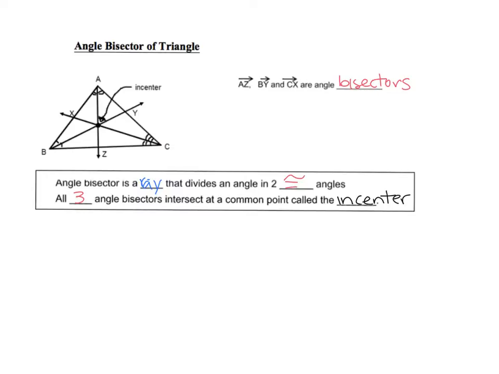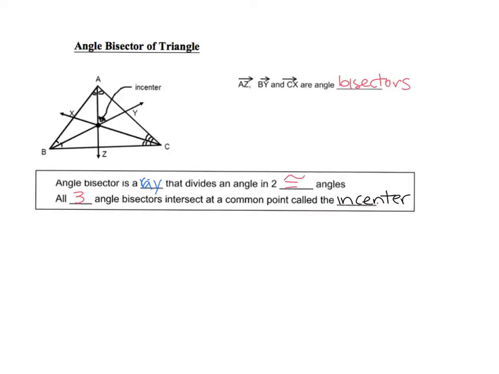All right, next concept. Something you guys have already seen before. We have talked about angle bisectors before. We know the key thing here is what the word bisect means. Bisecting means cutting something into two congruent pieces. So, in a triangle, you can have angle bisectors. Notice here, ray AZ, ray BY, and ray CX are all angle bisectors. An angle bisector is a ray that divides an angle into two congruent angles.